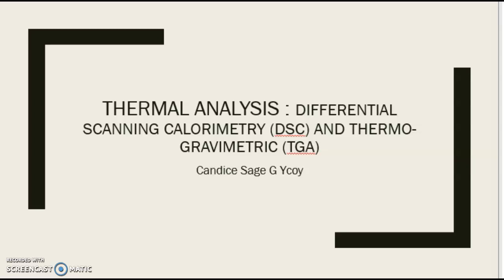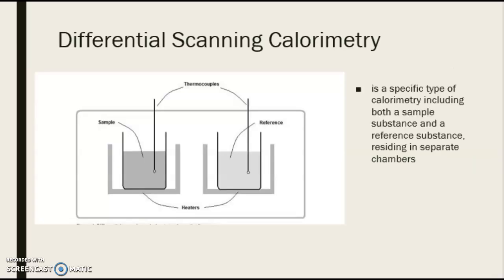So I will be briefly discussing thermal analysis: the differential scanning calorimetry and the thermogravimetric analysis. First is the differential scanning calorimetry, also known as DSC, a specific type of calorimetry including both a sample substance and a reference substance residing in separate chambers.